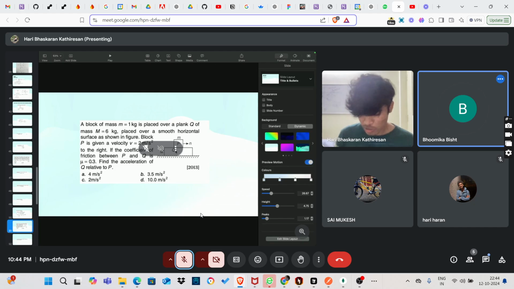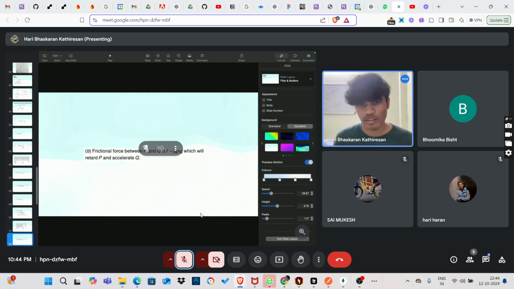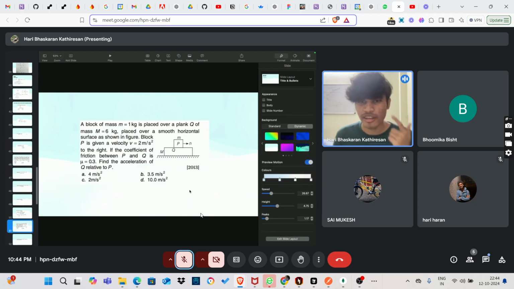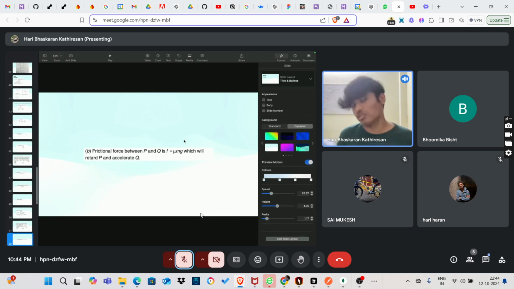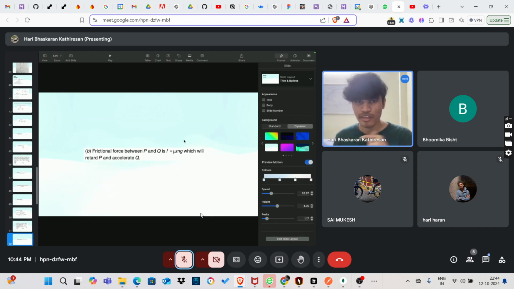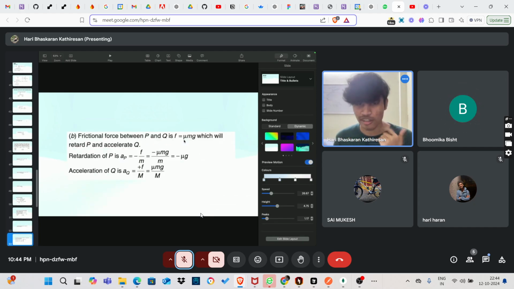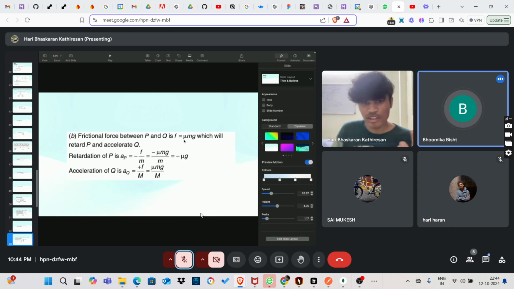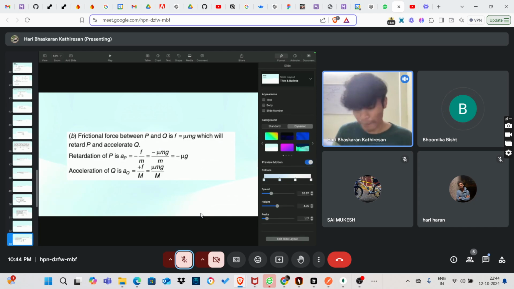So let's assume other steps. F equals nu mg, where nu is 0.3, and the normal force is mg. So you know the value of F, which is equal to capital M times the acceleration of capital M, right? Did you get it? I got it. So let's assume the acceleration of Q is nu mg by M.